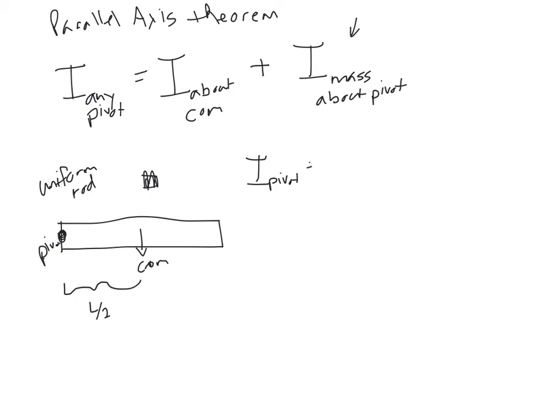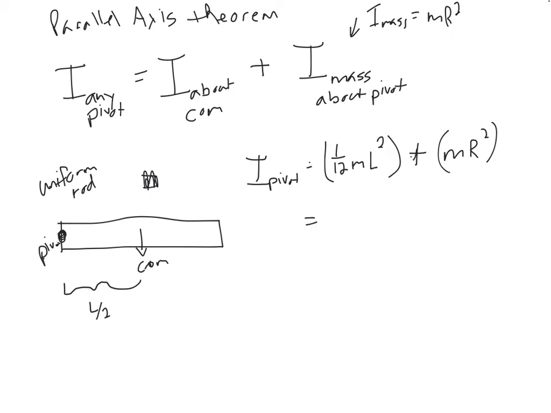All right, so according to this theorem, the rotational inertia at this pivot is equal to the rotational inertia of the bar about its center of mass, which we already know is 1/12 ml squared, plus the rotational inertia of a mass about the pivot. Well, we know that the rotational inertia of a mass is just mr squared. So this is plus mr squared. All right, 1/12 ml squared plus, well, the center of mass is half the length away from the pivot, so this mr squared becomes ml squared over 4.